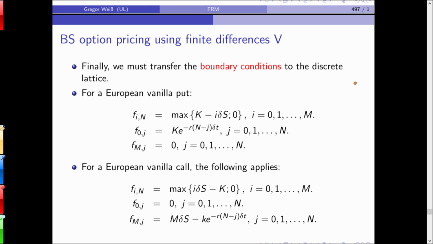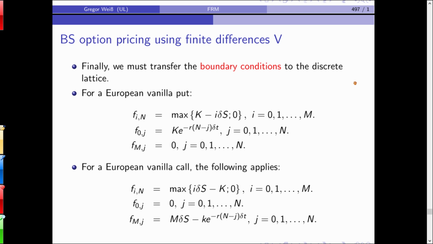It's the extreme scenario that the stock price will be 0. That's the maximum payout. And Fmj is the extreme case, in which case the stock price has reached its absolute upper limit.